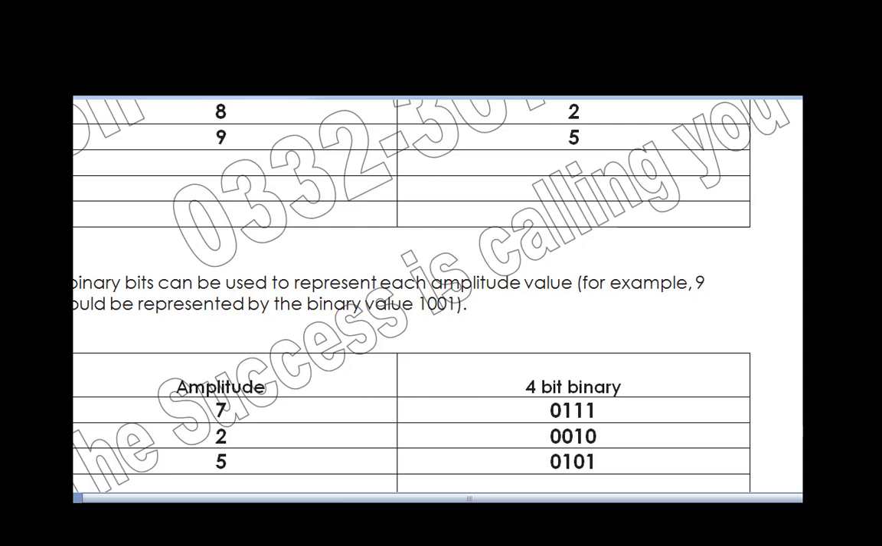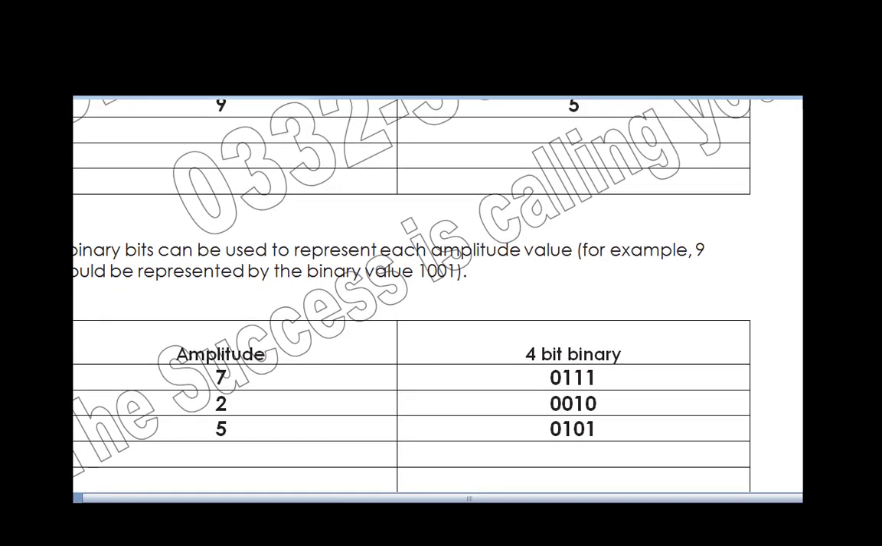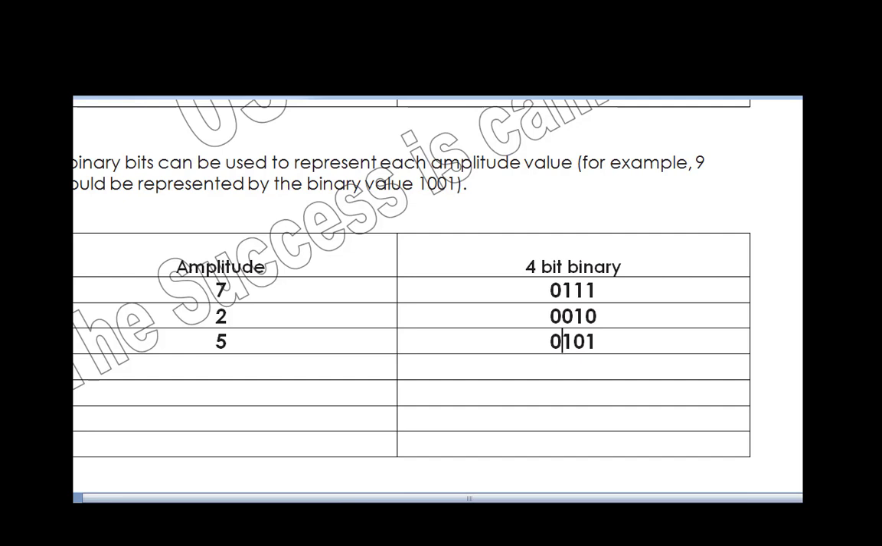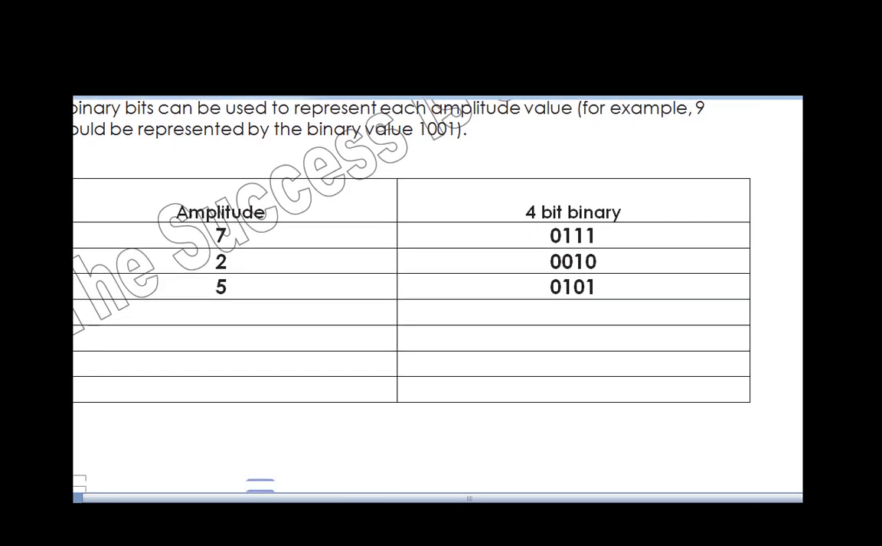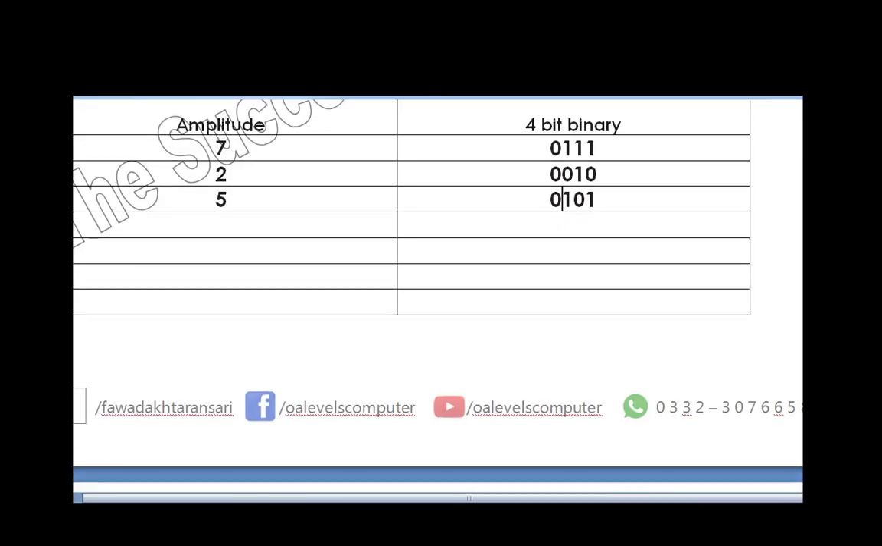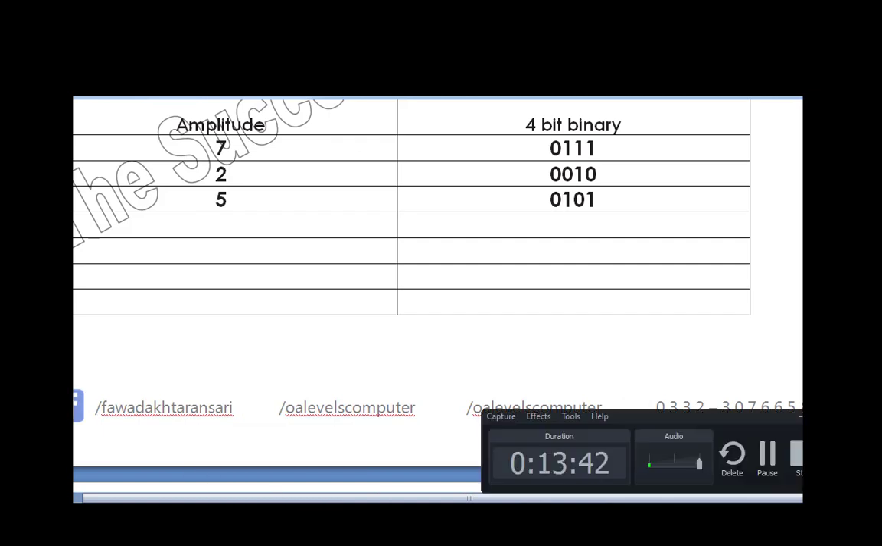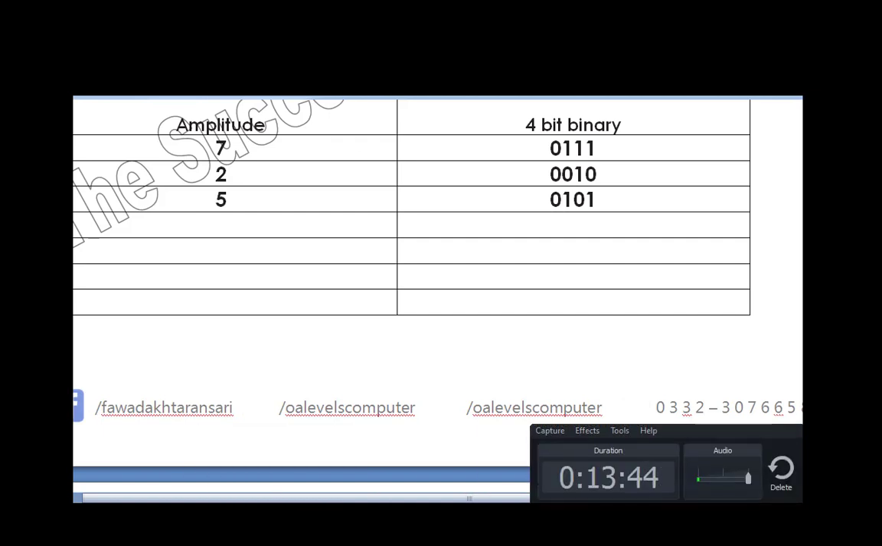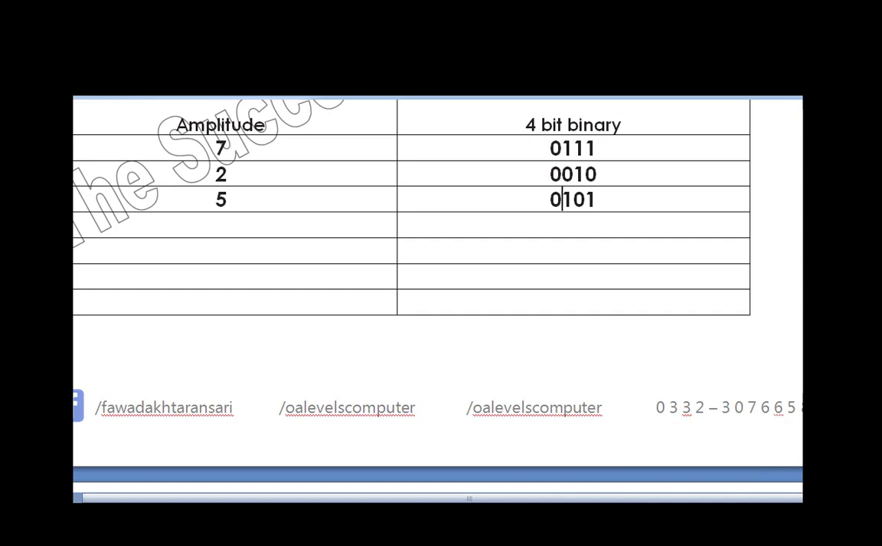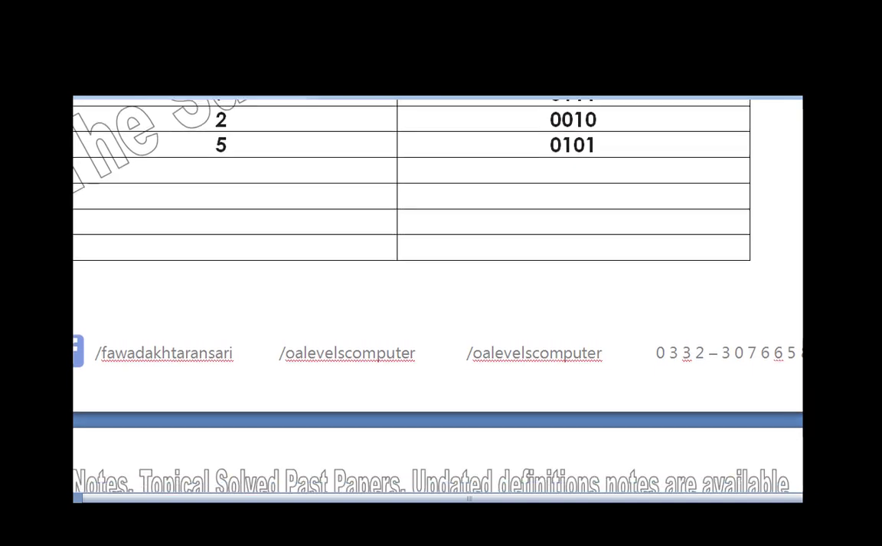I hope you understood. If you do not understand, you may text message me on WhatsApp and I will explain further. So these are the sample test values that I have done for you. Alright, now let's see the next topic.